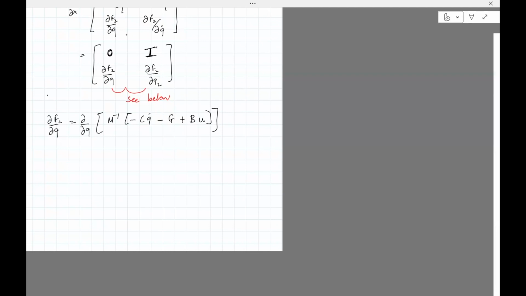Okay, so when you take the derivative of a product, you need to use the chain rule. So it'll be dM inverse dq, and then keep the entire thing as is, g plus. Then take the derivative of the second part, the chain rule. dc dq q dot, dg dq, dpu dq.